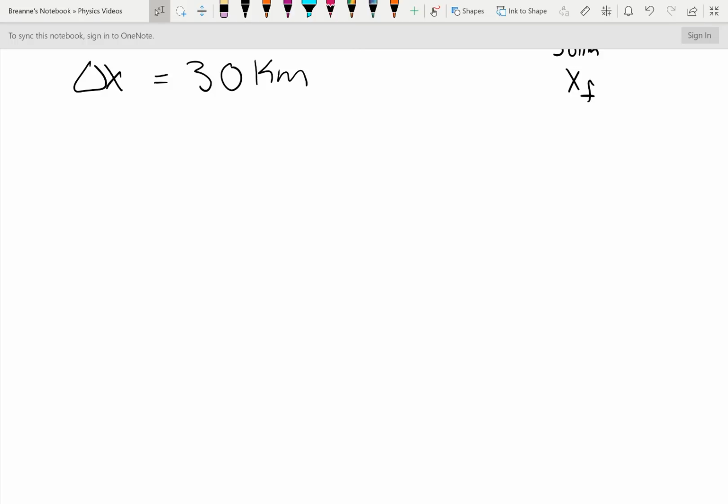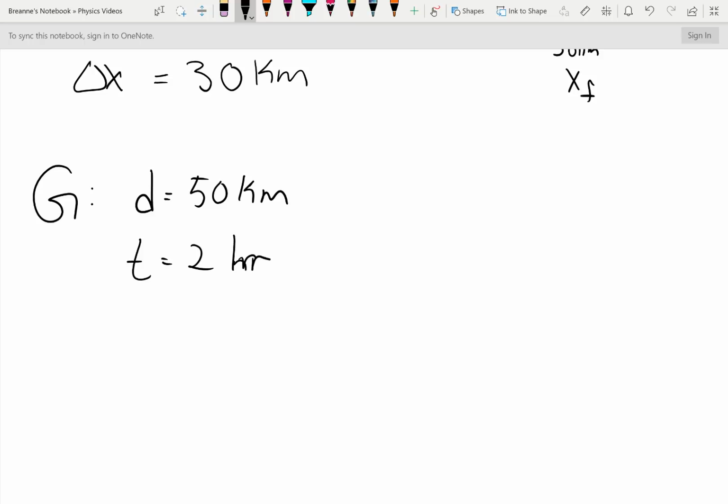For number 3, it says, when a car moves 50 kilometers in 2 hours, what is the average speed? So let's do our GUESS method. So givens, it's giving us 50 kilometers. So 50 kilometers, that's going to be our distance. And it's saying it's in 2 hours. So that is our time.